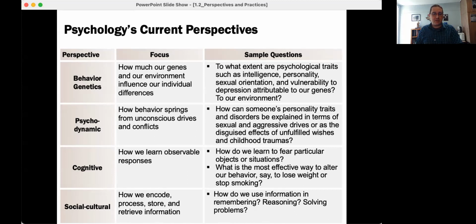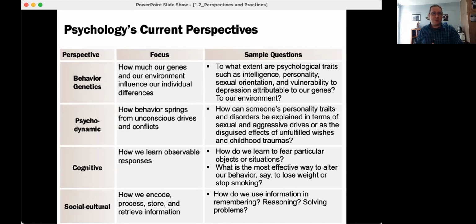Psychodynamic, this is coined way back in the days of Freud, back towards the beginning of the 1900s, late 1800s. How behavior springs from unconscious drives and mostly deals in terms of sexual aggression, anger, how we manage anger, and how we deal with trauma. Very much a learned perspective with psychodynamic.